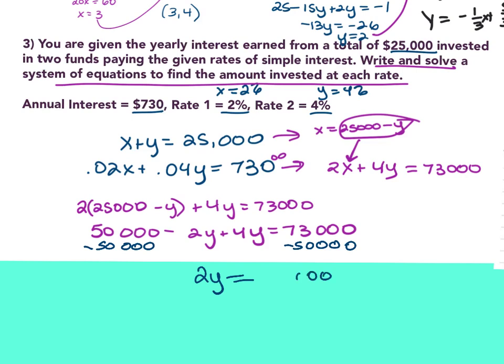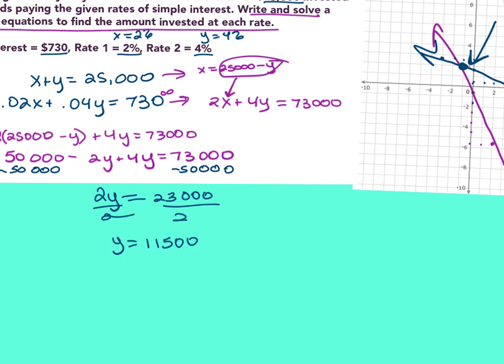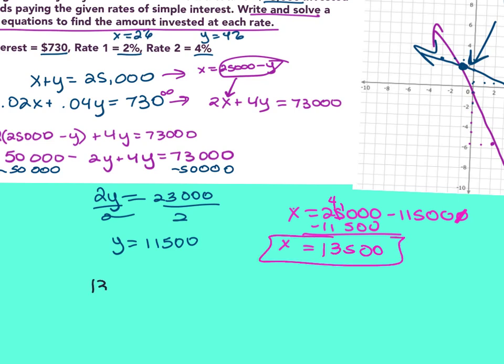Y. And then divide by 2. So that's your y, and then subtract that from 25,000 to get the x. Wait, I have too many zeros here. So it's 13,500 at 2% and 11,500 at 4%.